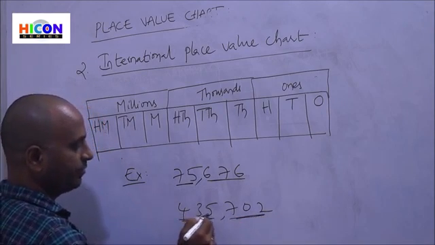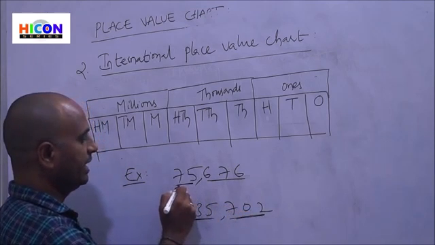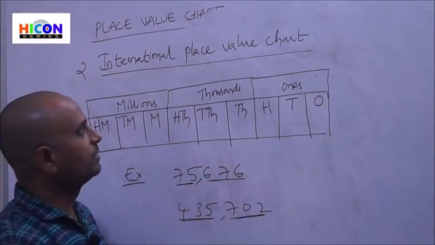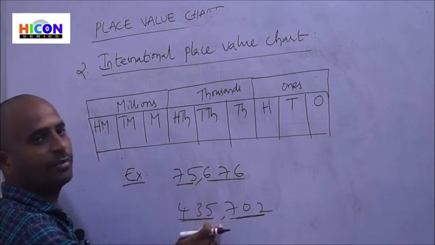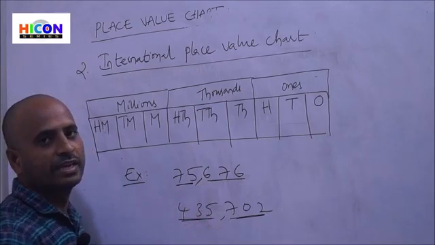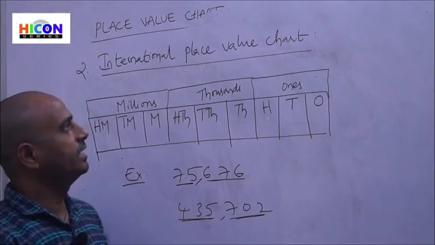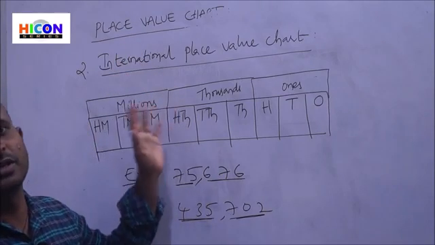435,702, and this number can also be read as 75,676. So this is the international place value chart, and this is the way of putting commas in the international place value chart. By using these commas, we can easily write the number names for the given numbers. So this is the international place value chart, and this is about the place value chart.